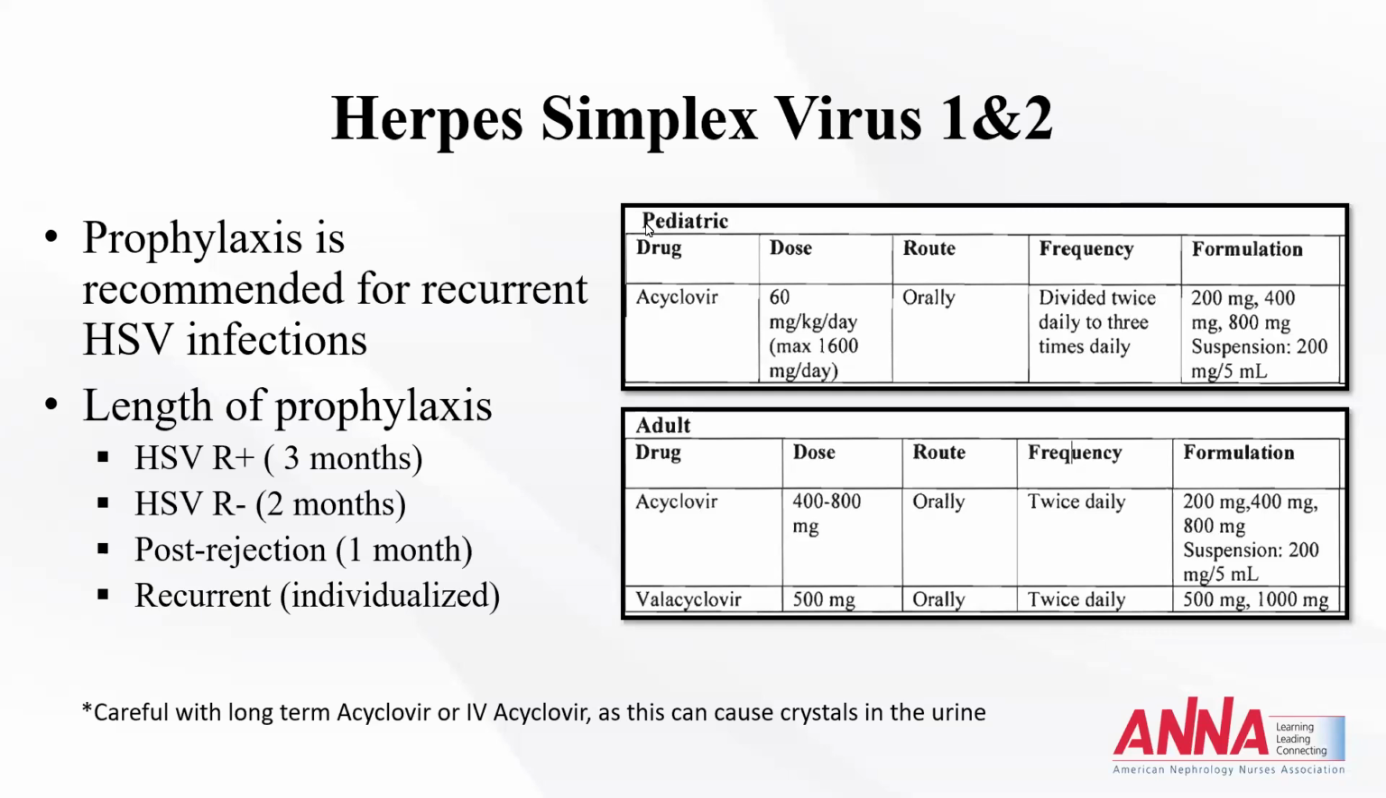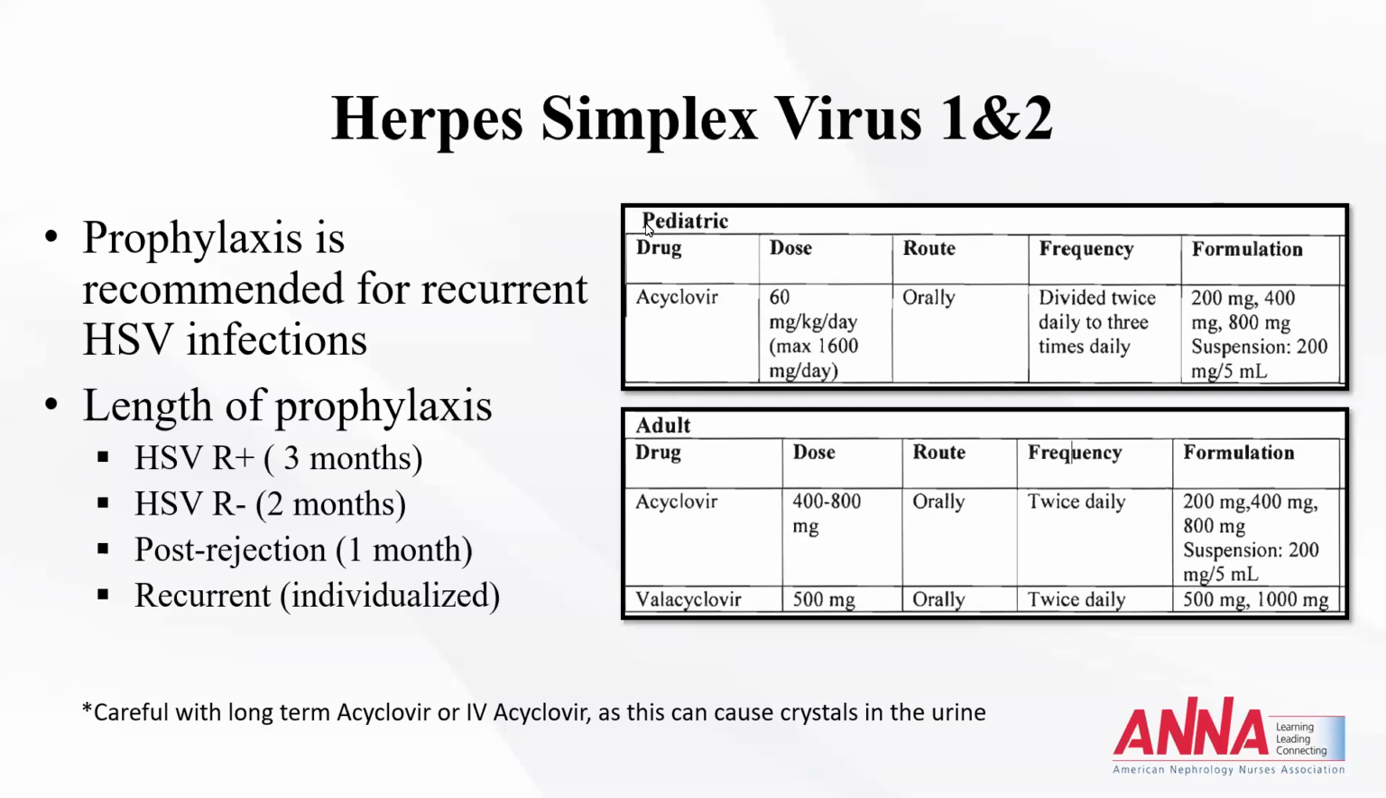And then post rejection, you'll see us sometimes more use valganciclovir than either acyclovir or valacyclovir. But you can even start patients who have really recurrent cold sores or genital herpes infections, because post rejection, we're going to blast them with immunosuppression again to suppress the rejection, puts them at risk then for a flare up of herpes simplex virus. We'll do that for about a month. And again, recurrent, it's just very individualized.